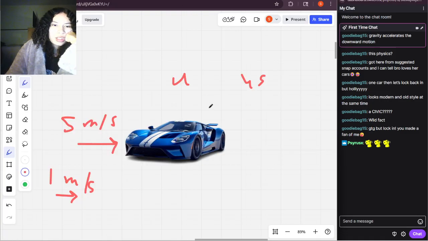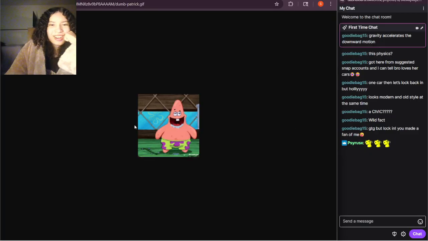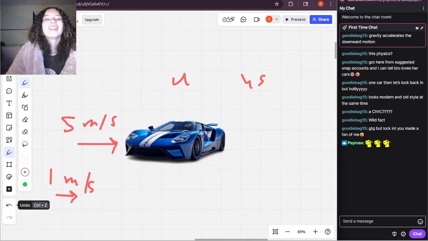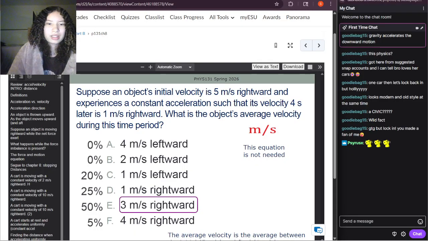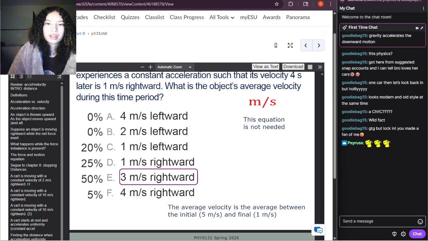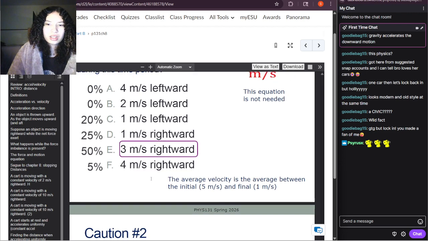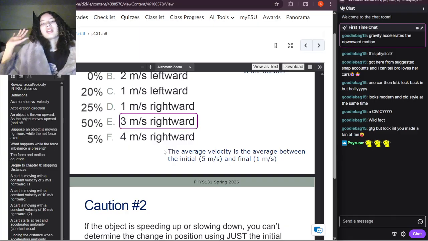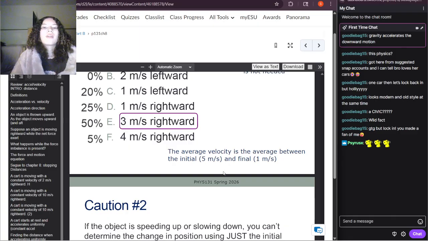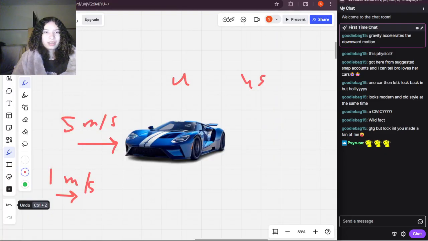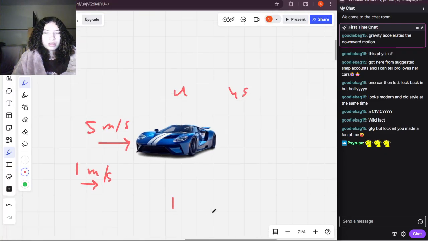The average velocity during this time period. Feeling like this again right now, to be so honest. Because I was gonna say 1, but it's saying it's 3 meters a second rightward. Okay, wait. It's the average between the initial 5 meters a second and final 1. So we have 1, and then we have 5. The closest midpoint is gonna be 3. Okay, we've got it.